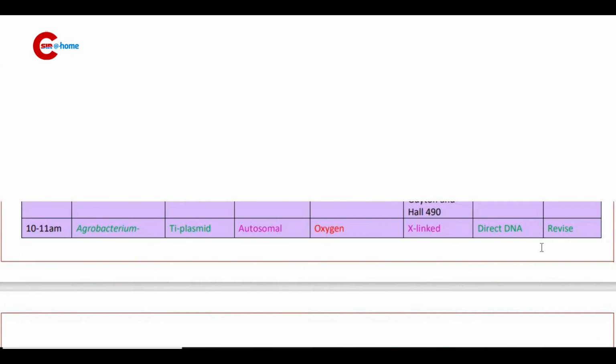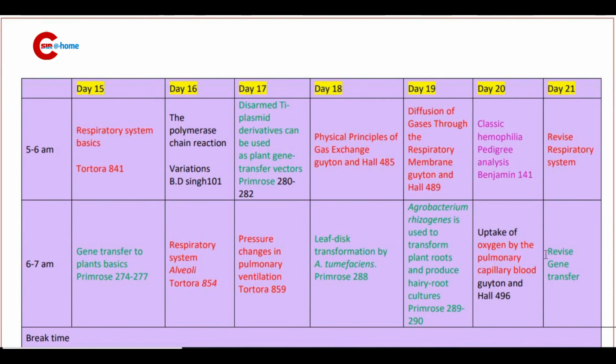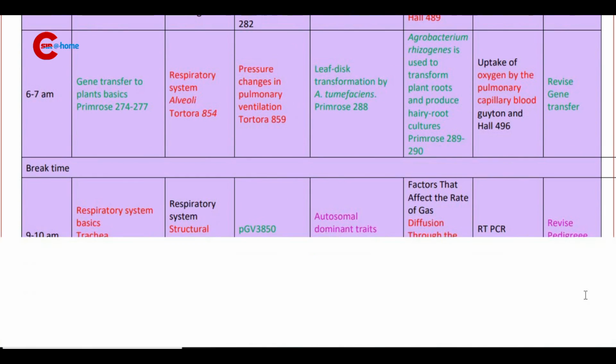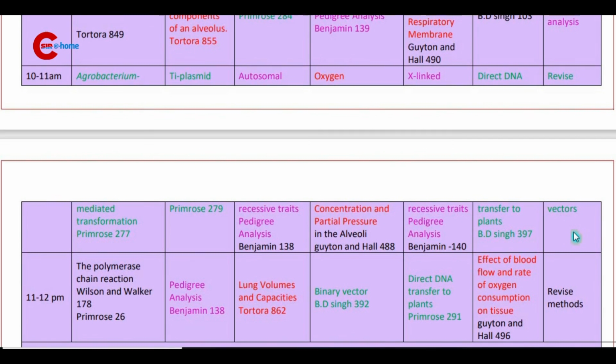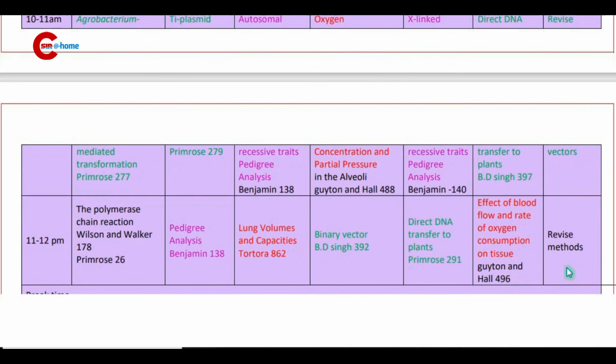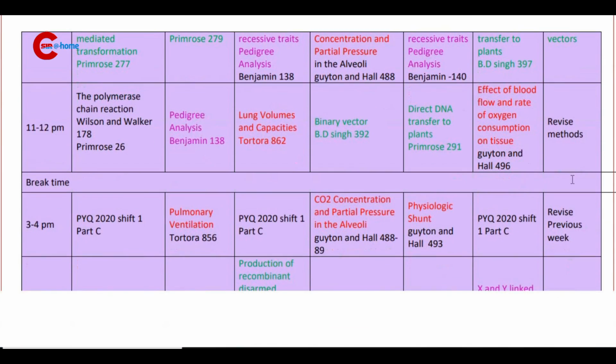Morning you can revise respiratory system, then followed by gene transfer. Then 9 to 10 a.m., you can revise pedigree analysis. Then 10 to 11 a.m., revise vectors, that is binary vector, co-integrate vector, etc. Then 11 to 12 p.m., you can revise methods, that is PCR and their variations.